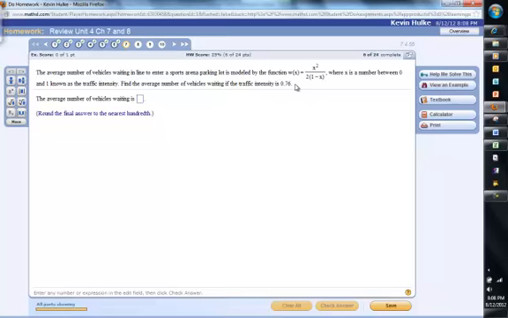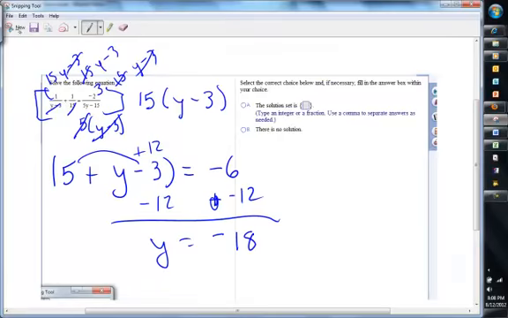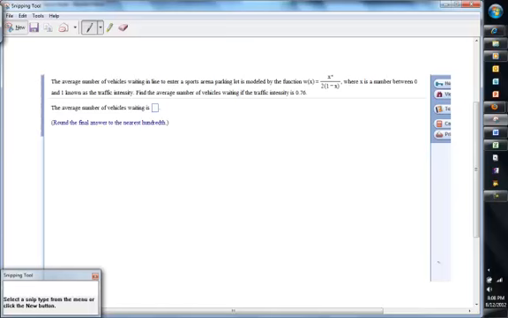Number 7. Word problem, don't let it fool you. The average number of vehicles waiting in line to enter sports parking lot is modeled by the function w of x is x squared over 2 times 1 minus x, where x is a number between 0 and 1 known as a traffic intensity. Find the average number of vehicles if the intensity is 0.76.